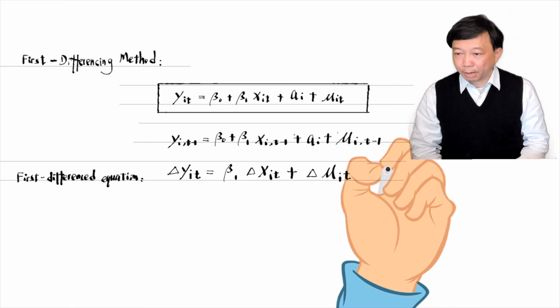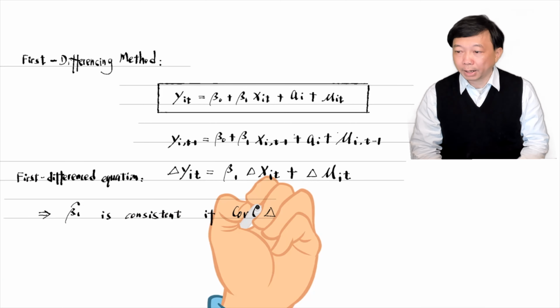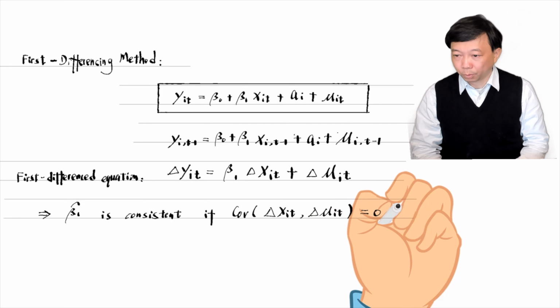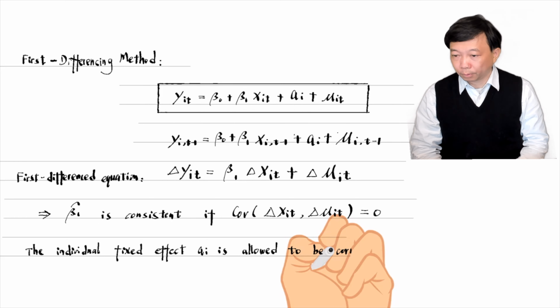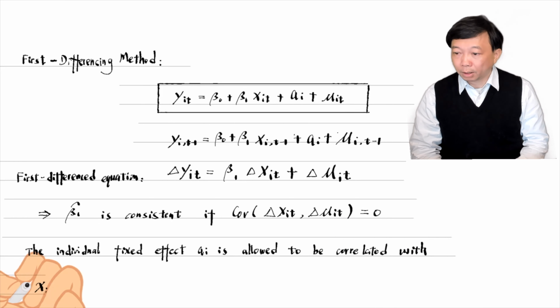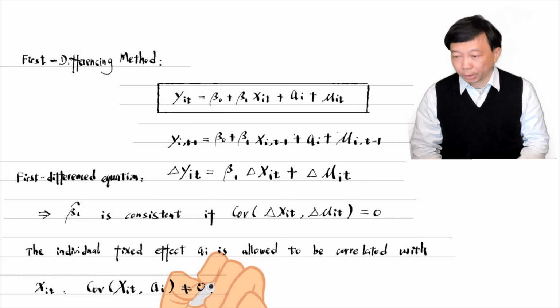We can use the OLS method to estimate the first differenced equation and obtain a consistent estimate of beta 1 as long as delta x is not correlated with delta mu. As in the within transformation, the unobserved error component that is constant over time is allowed to be correlated with the explanatory variable x, and the coefficient estimate is still consistent. It also solves the omitted variable bias problem due to the time constant factors.